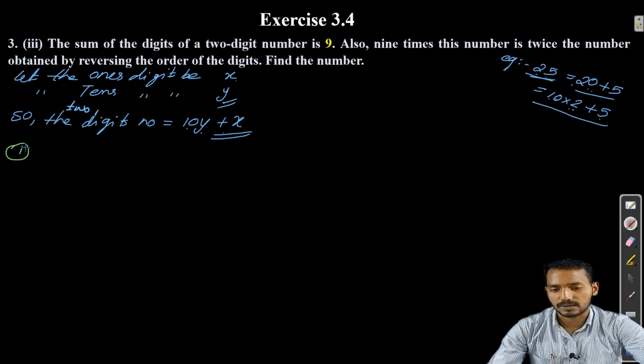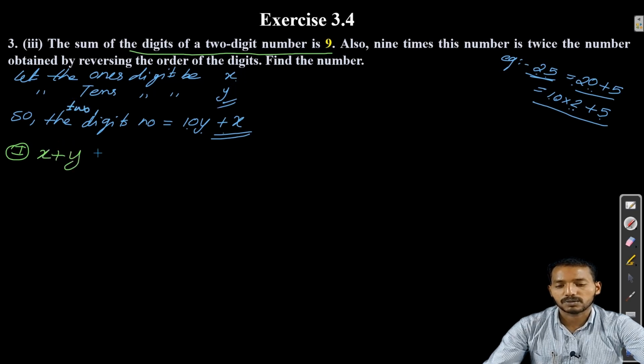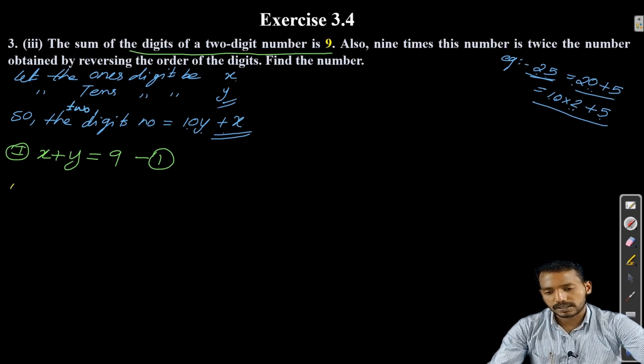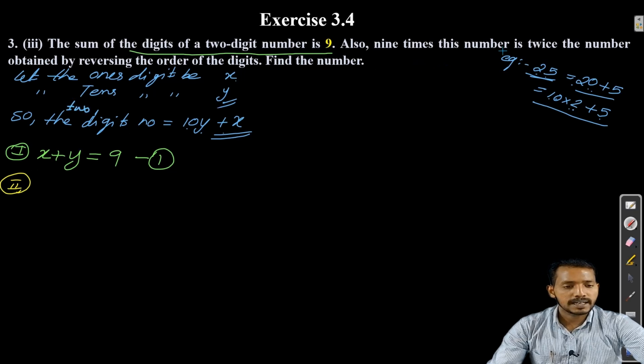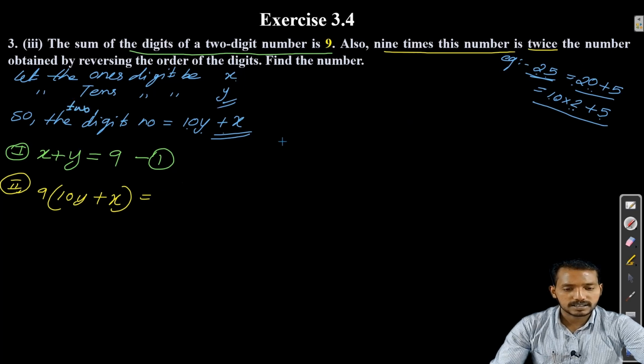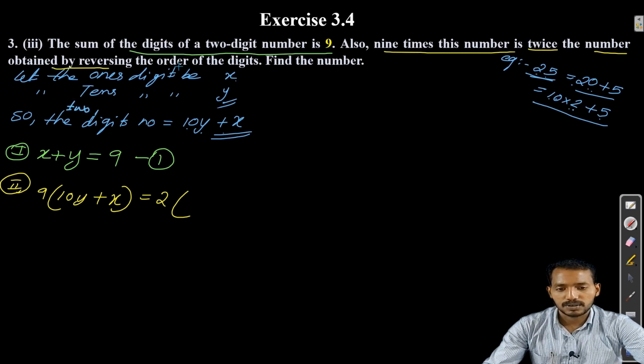Now come to the conditions given in the question. The first condition is that the sum of the digits of a two-digit number is 9. The digits are x and y, so x plus y is equal to 9. Equation number 1. Now come to the second situation: 9 times the number, that is 9 times 10y plus x, is twice the number obtained by reversing the order of digits, that is 2 times 10x plus y.